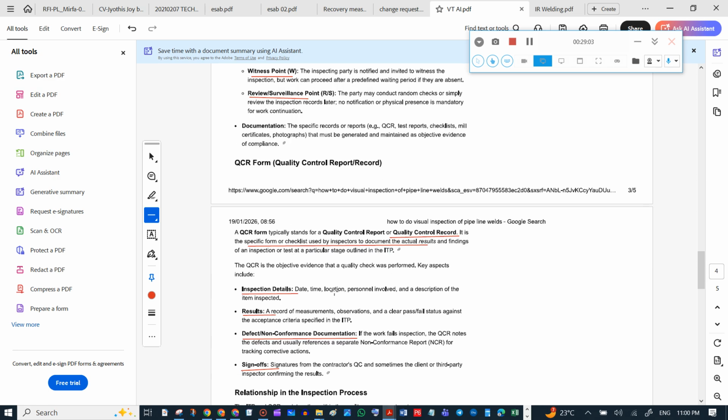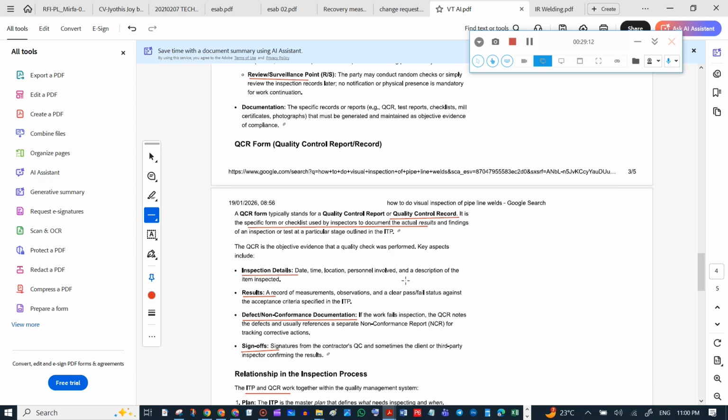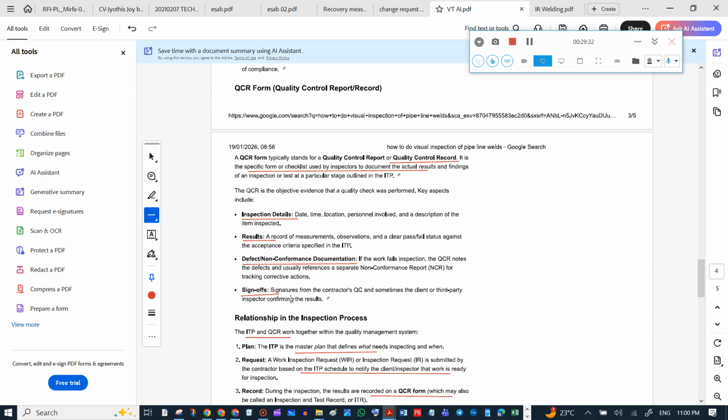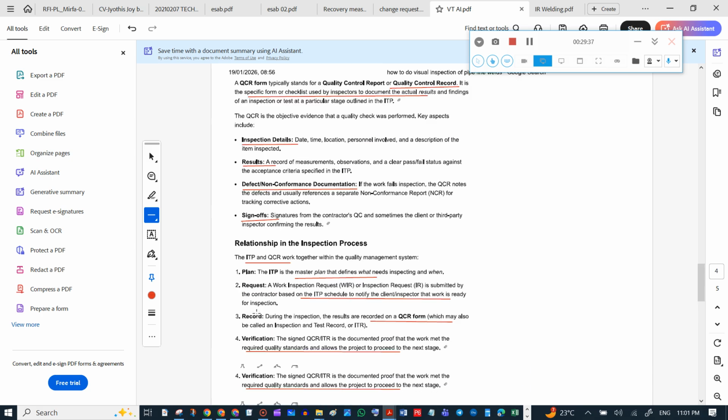So QCR form is a checklist used by the inspector to document the actual results and findings of an inspection or a test. It contains inspection details, date, time, location, persons involved, a description of the item, results, a record of measurements, observations, clear pass or fail against the document, and any defects. If the work fails the inspection, the QCR notes the defects and usually references a separate non-conformance report for tracking the corrective actions. Sign off: the signatures are from the contractor QC, and sometimes the client or a third party, confirming the results.